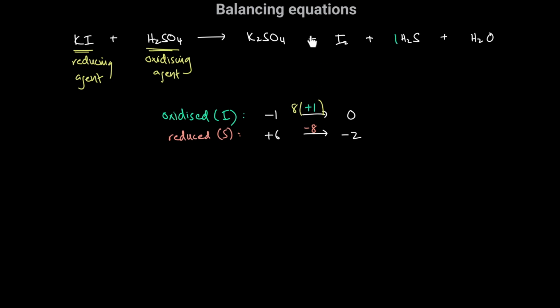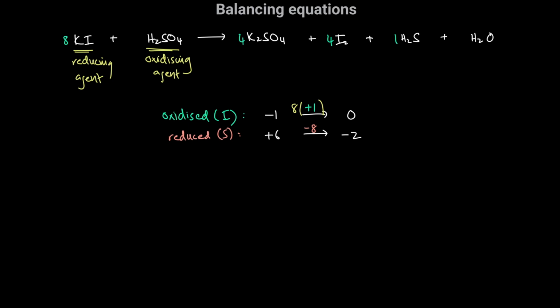8 iodine atoms being oxidized would mean we have 8 KI and 4 I2. That's 8 iodine atoms, 4 times 2. So now we can balance the rest of this equation. We have 4 I2 here, that's 8 iodine, so we have 8 KI. Then we have 8 potassiums here, so we're going to have 4 K2SO4, so that we have 8 potassiums on the right hand side.